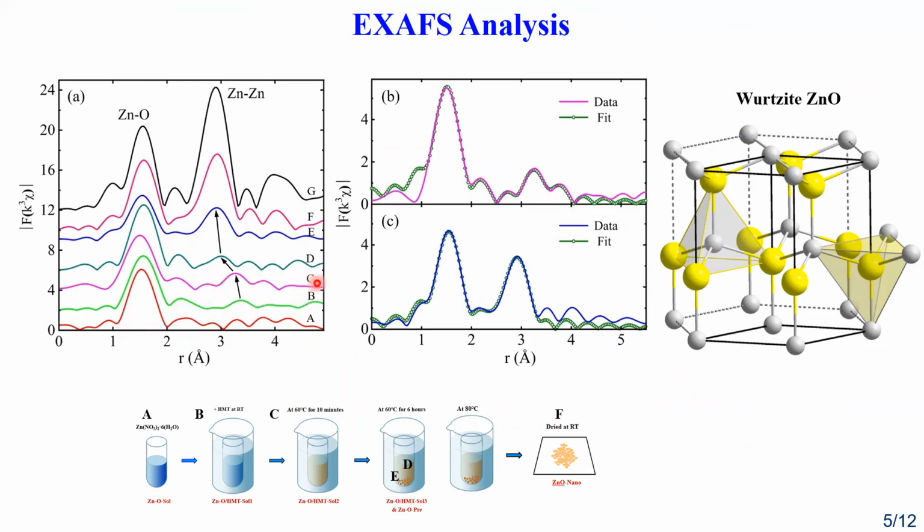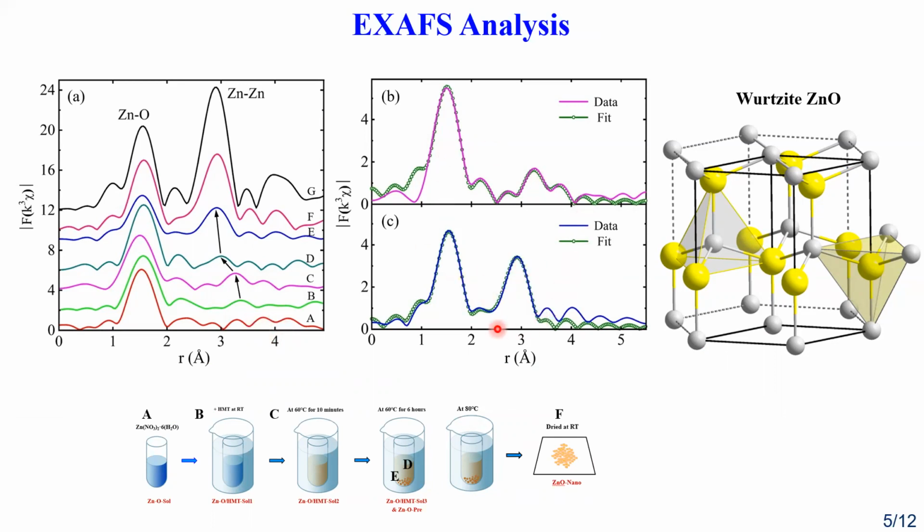This is where we apply heat, and you can see that initially there are only zinc-O pairs. Later on, the zinc-zinc pairs show up. In order to get the quantitative local structure properties, we fit the XAFS data to the XAFS theory.